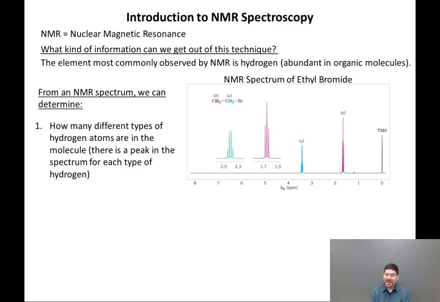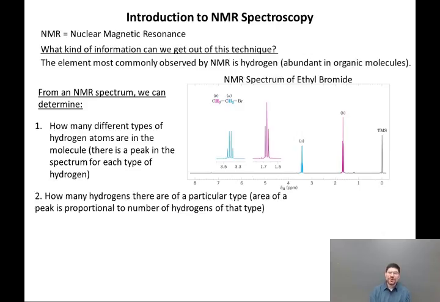So getting back to this molecule, you can see that the CH2s are labeled A and are in blue, the CH3s are in pink and labeled B, and if you look at the spectrum, there is a blue peak labeled A, so somehow that peak is due to the CH2s, and there is a pink peak labeled B, which is due to the CH3s. 2 types of hydrogen, 2 peaks.